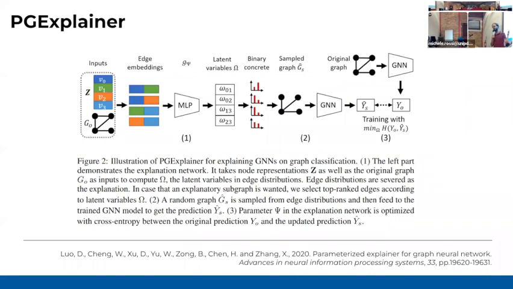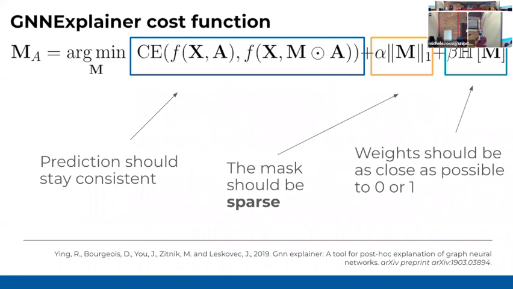I'm skipping this one if you want to read it, but basically you can make this a little bit more sophisticated. What happens if you want to explain 10 different graphs? You need to run this for 10 different optimization loops. So you need to optimize the mask for the first graph, the mask for the second graph, etc., etc. And it takes a lot of time.